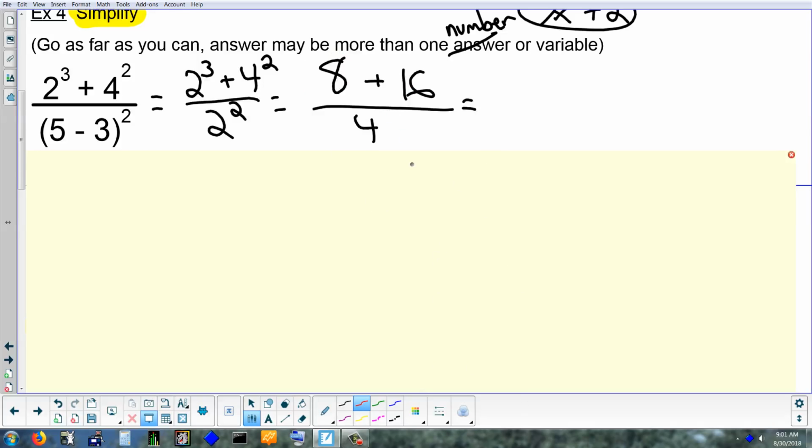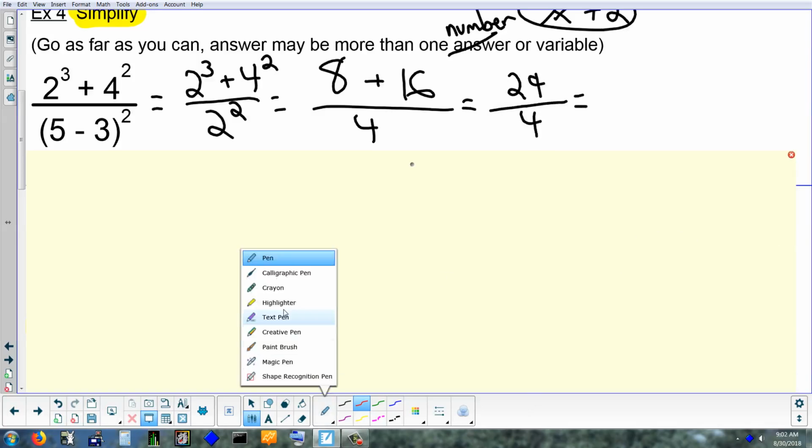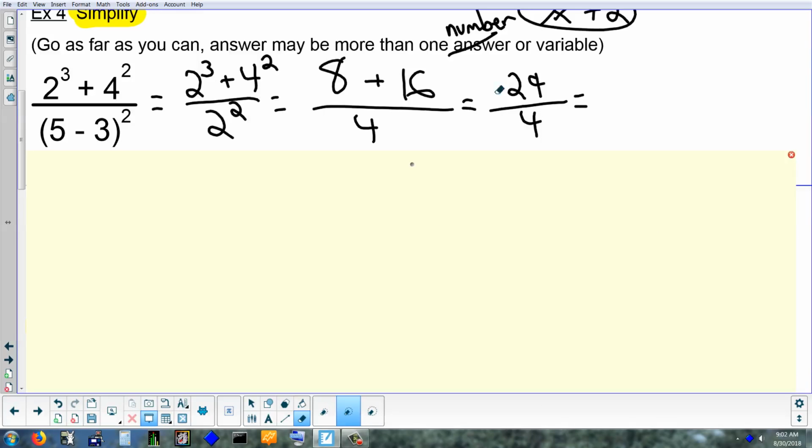Alright, now, what can I do? Add 16 plus 8. I know division comes before addition, but I have to do this first before I can divide. So 8 plus 16 is what? 24. Bring my sign, 4. Final answer is going to be what? 6. Yes. That's a 4, a really bad 4, so I'm mistaken.